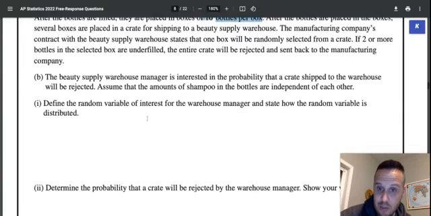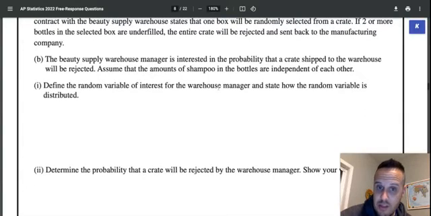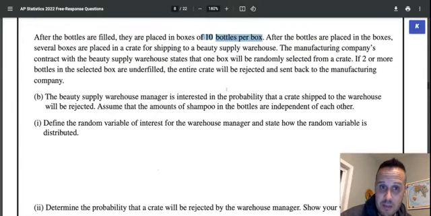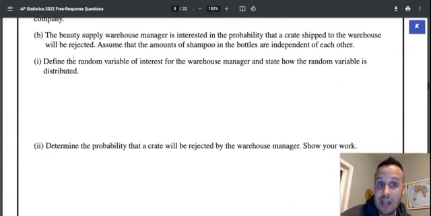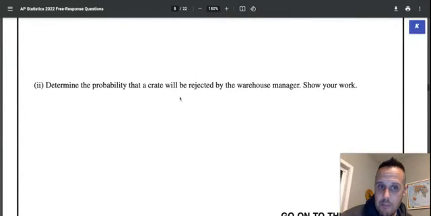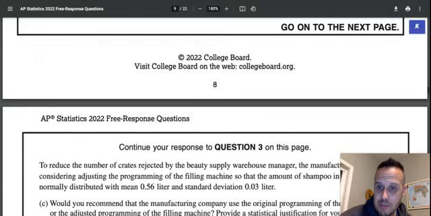Assume the amounts of shampoos are independent. Define the random variable of interest for the warehouse manager and state how the random variable is distributed, okay? So, like I said, it's a binomial random variable. It is distributed, centered at n times p, which is 10 times whatever your probability was right there. You could talk about the standard deviation, square root of npq, but it's a binomial distribution, okay? And determine the probability. Once again, that's that 1 minus binom CDF.